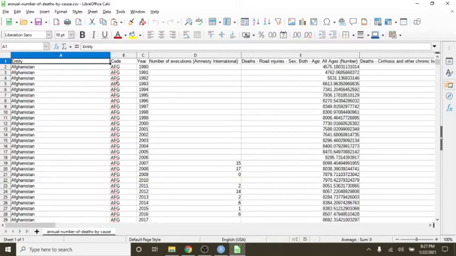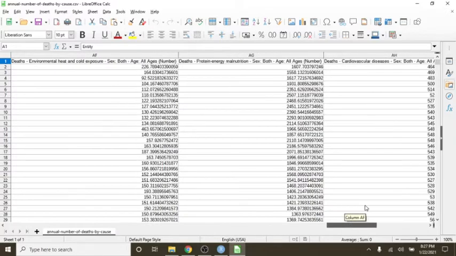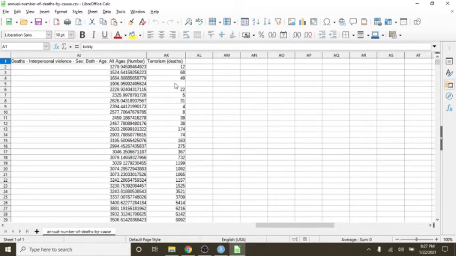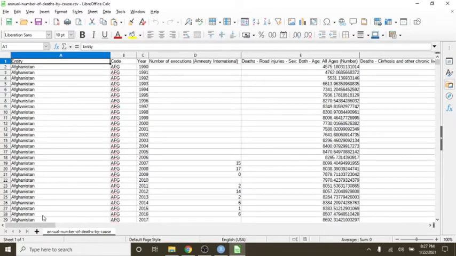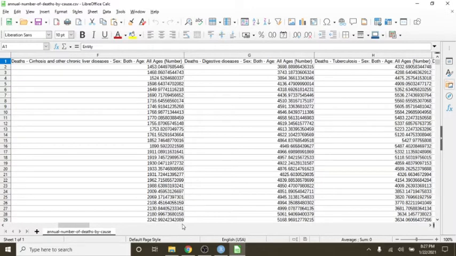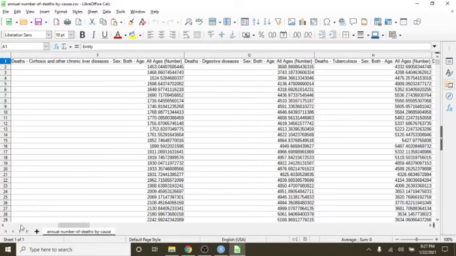The purpose of this is to check and take a look at the data. You want to look at the fields just to make sure what we've got here. Each column represents a death, and it says all sexes and all ages. So what we can do here is clean up the column headings.